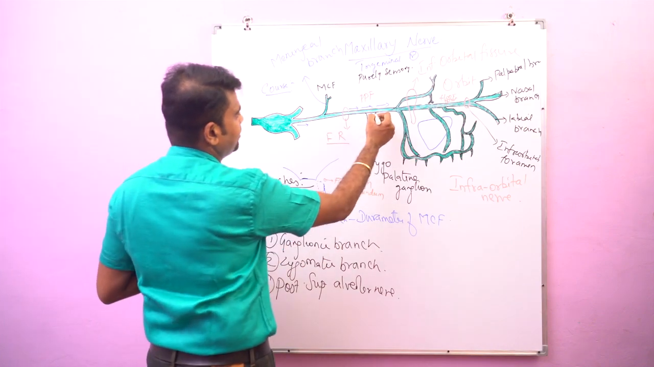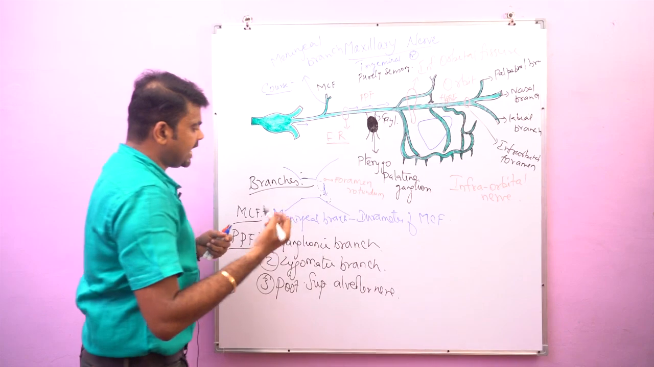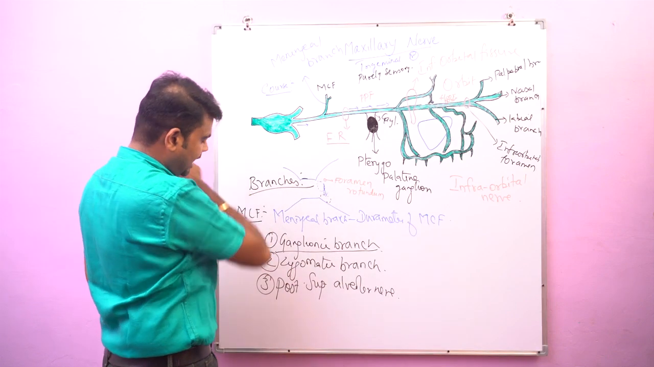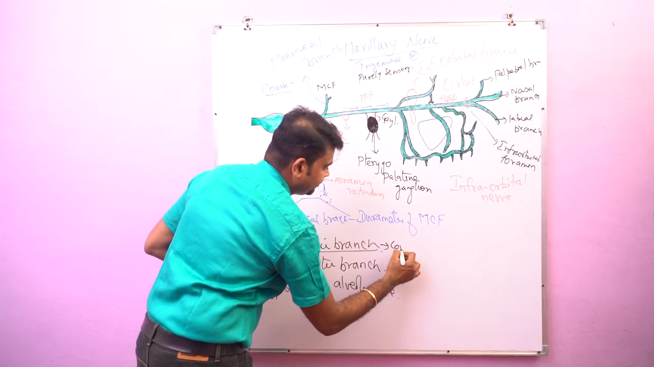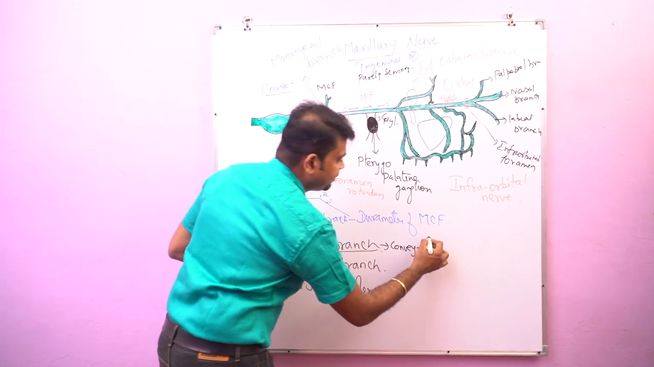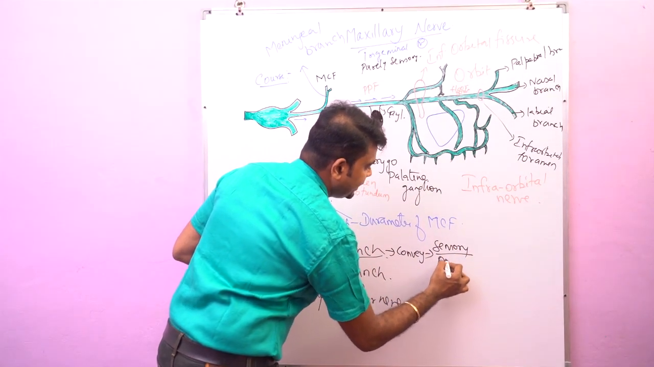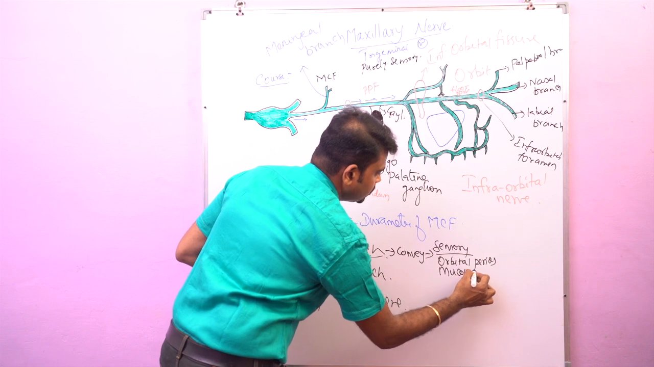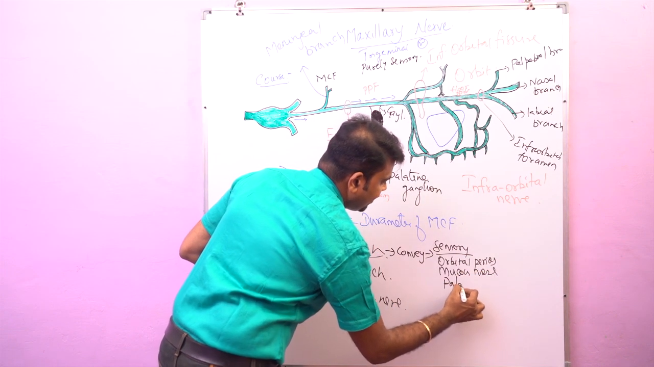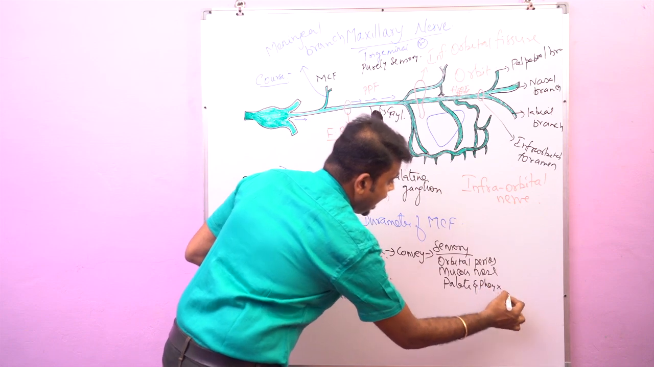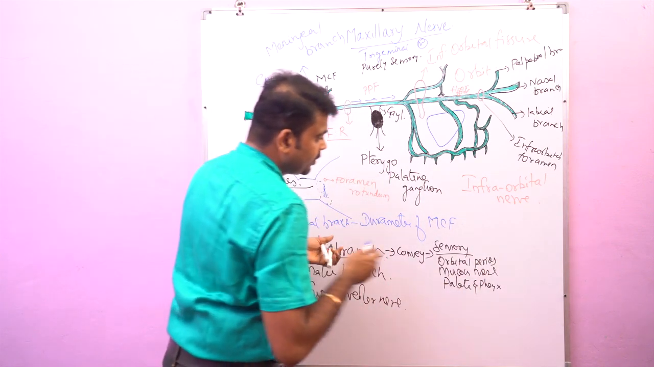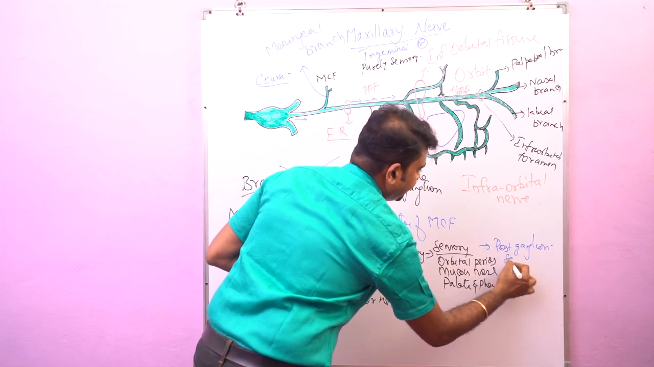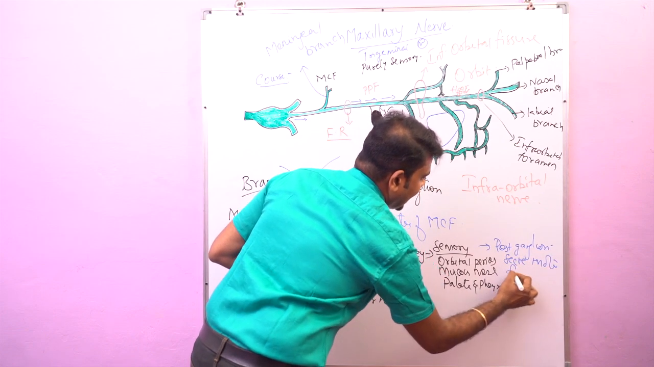Now this is the ganglionic branch. This ganglionic branch suspends one important ganglion, called the pterygopalatine ganglion. This ganglionic branch conveys sensory fibers from the orbital periosteum, from the mucous membrane of the nose, from the palate and pharynx, and this branch also contains postganglionic secretory motor fibers to the lacrimal gland.